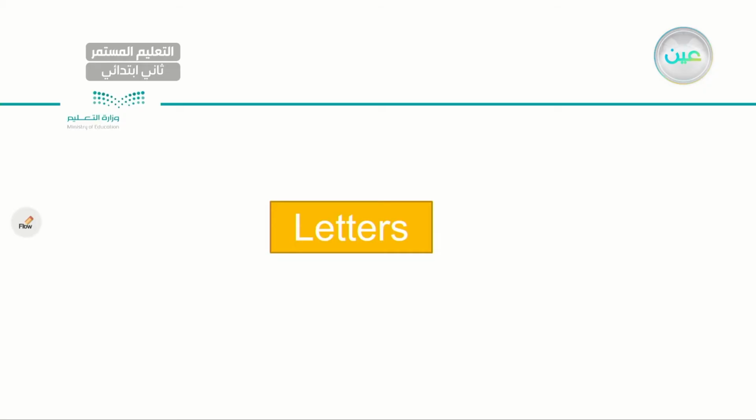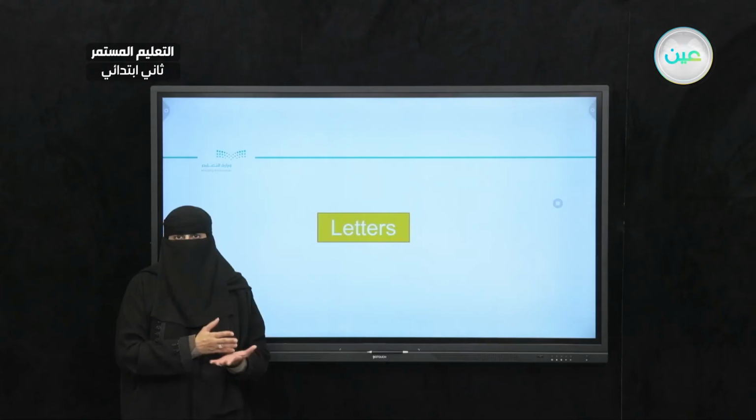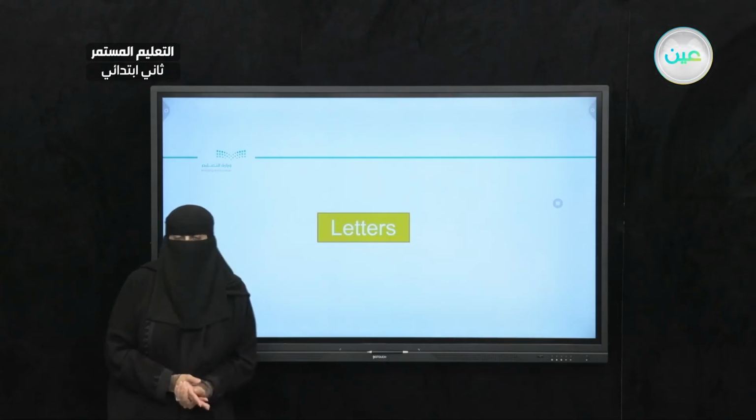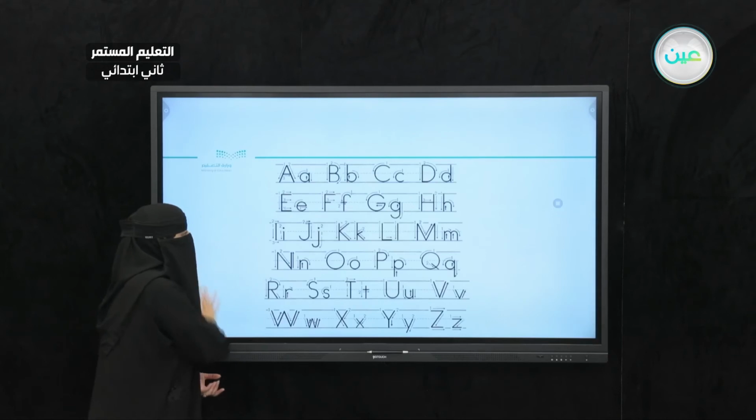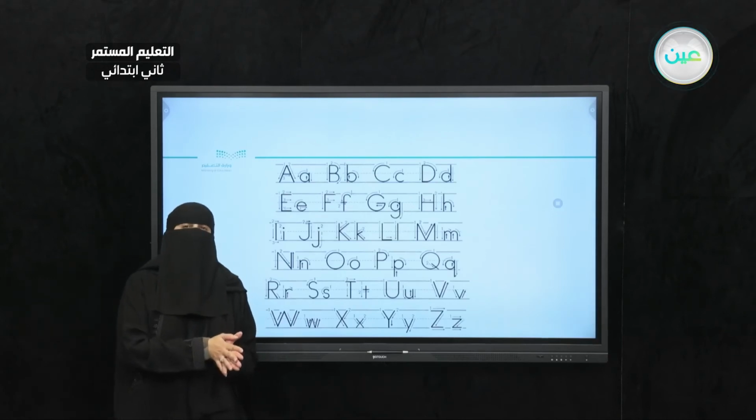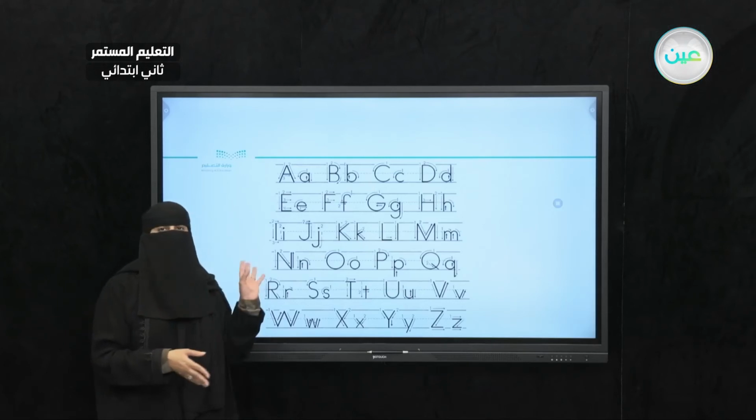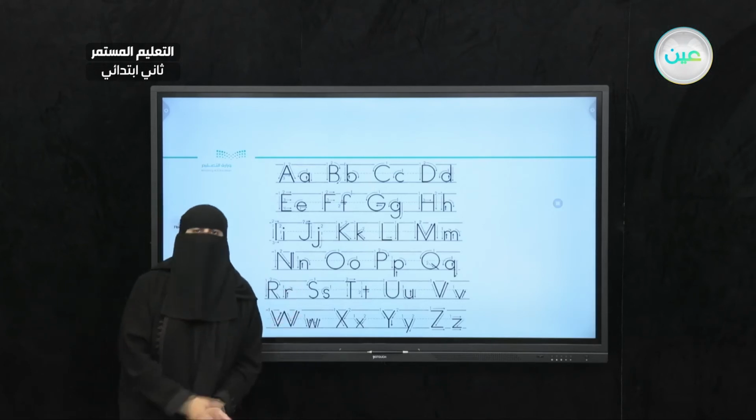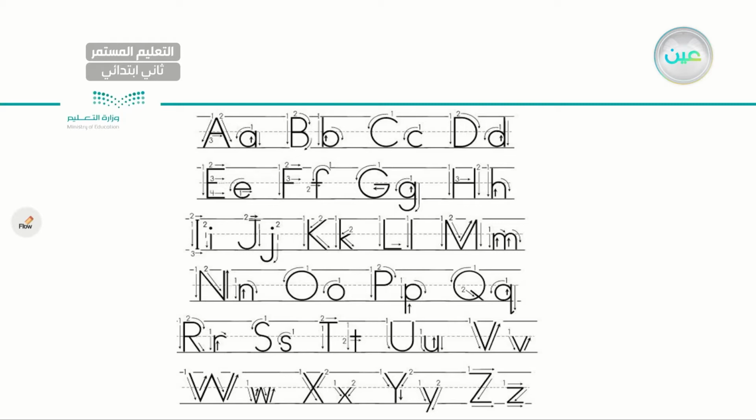Now, it's time to revise letters. Since we're done with all the English alphabet, starting from the first letter to the last letter, it will be a very good chance to try to remember. Because if for any reason you miss any of these letters, this is your chance. As you can see here, I have all the English alphabets, capital and small, and the perfect way to write them.